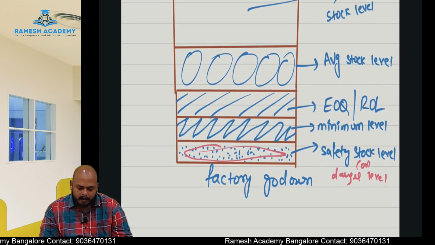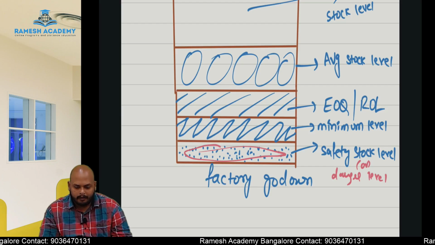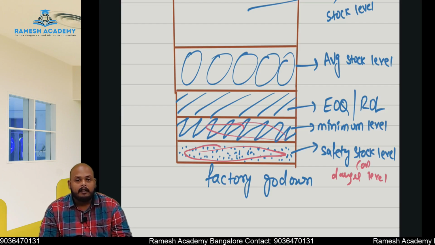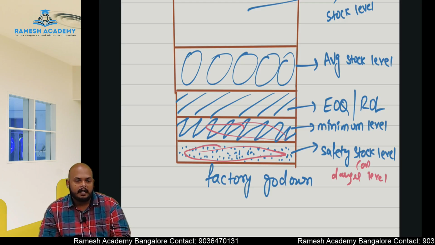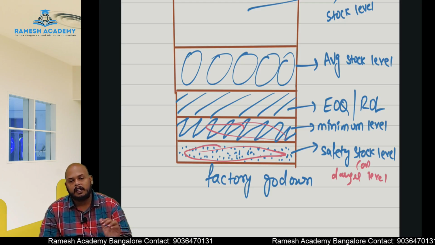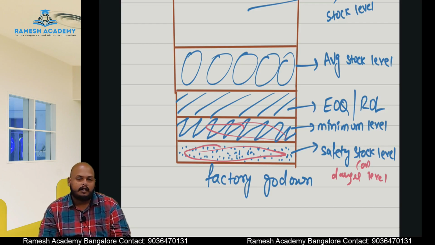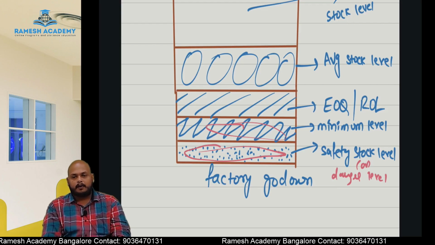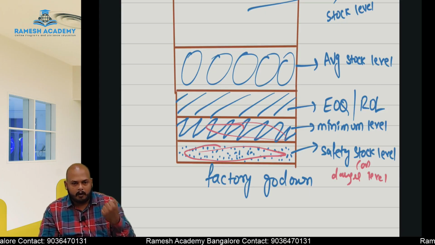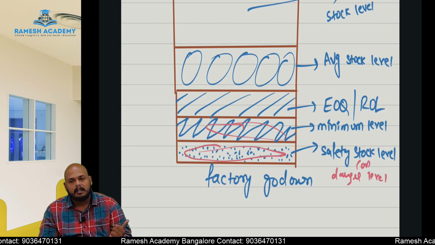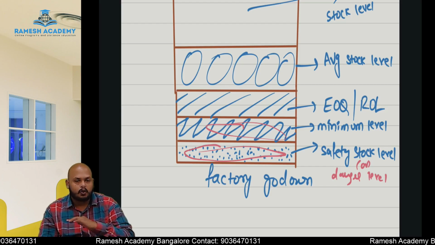Next, above the safety stock level, the other level we have is the minimum level. What do you mean by minimum level? It is the minimum stock level which needs to be maintained by the business organization throughout the year, irrespective of the production capacity. Whether you have production or you don't have production, you have to maintain the minimum stock level throughout the year.